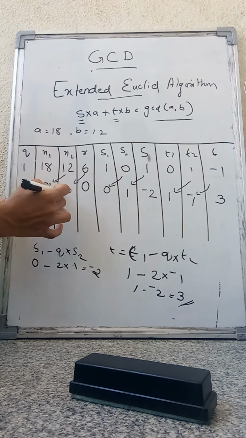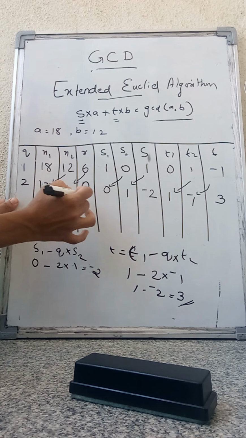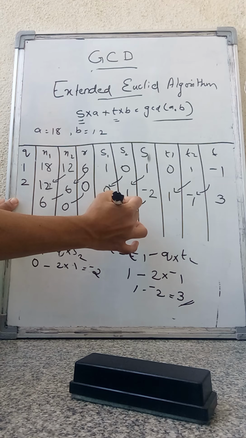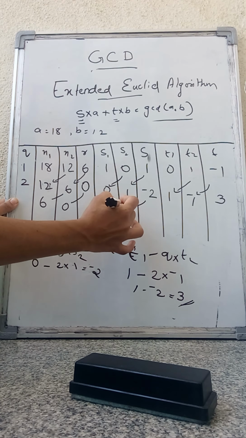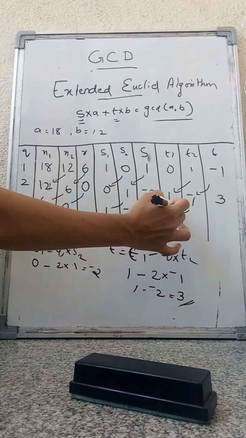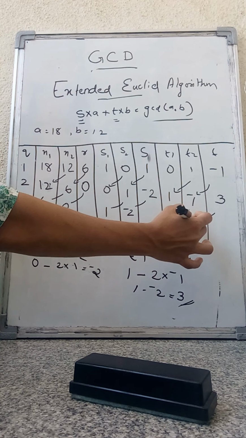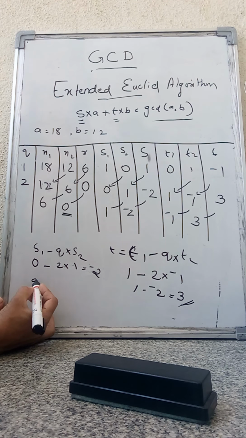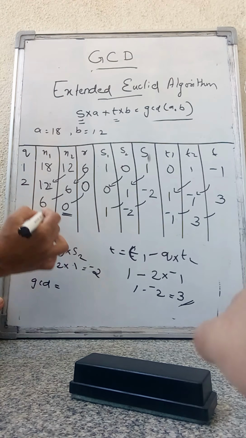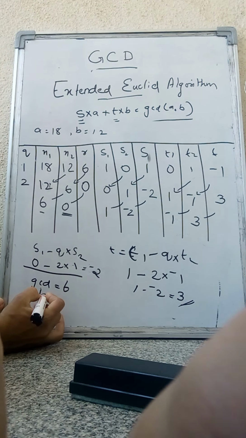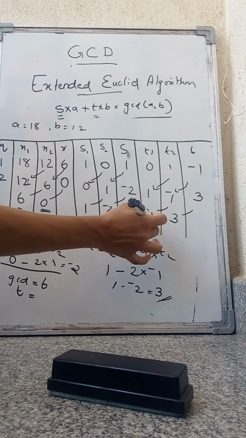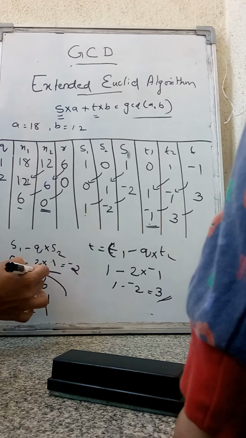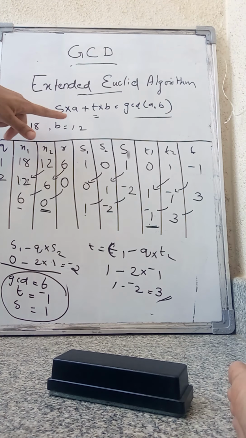Now again the next step: n1 is 6, n2 is 0, then s1 is 1, s2 is minus 2, t1 is minus 1 and t2 is 3. Now when you see n2 is equal to 0, correct, what is the GCD? GCD is equal to n1, that is 6. You are out of the loop. Now GCD is equal to 6, t is equal to t1, that is minus 1, and s is equal to s1, that is 1. So this is the answer for 18 and 12.